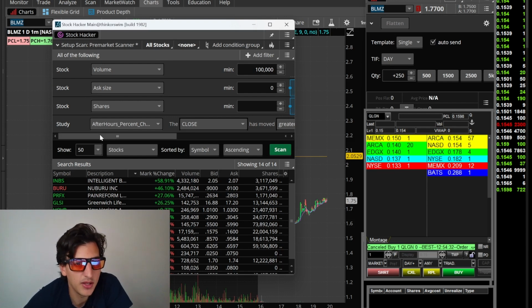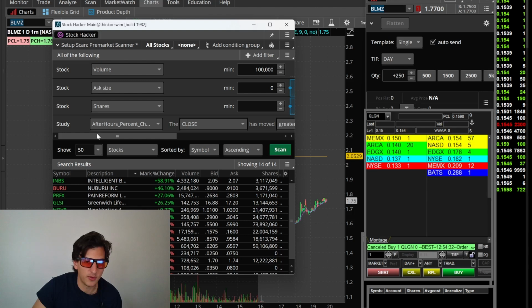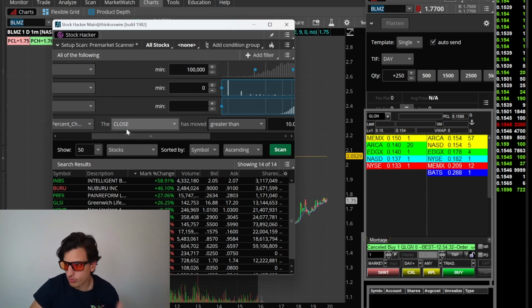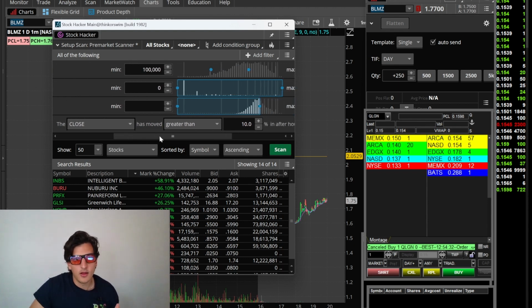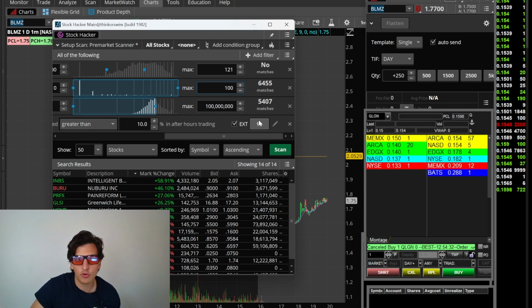Next one here is going to be after hours percent change, and this is the most important one because this is what makes a scan for the pre-market gappers. I know it does say after hours, but it also means after market hours and pre-market hours as well. And so I have that set as after the close of the previous day. If the stock has gapped up more than 10%, then it will show up on my watch list.